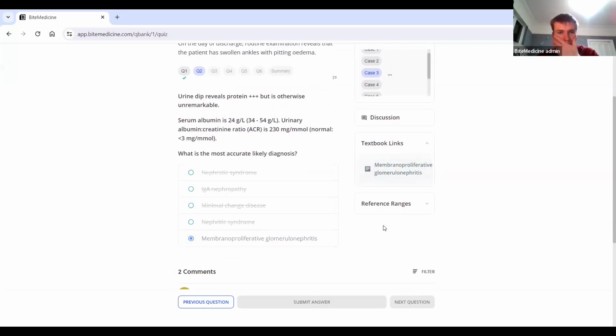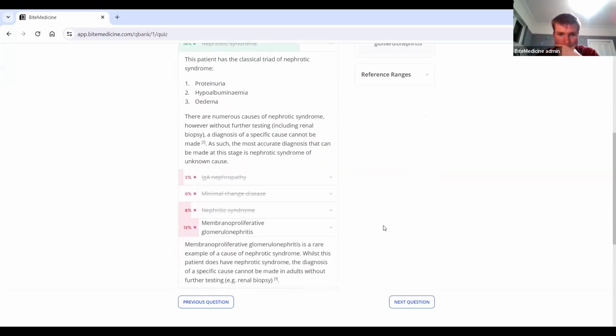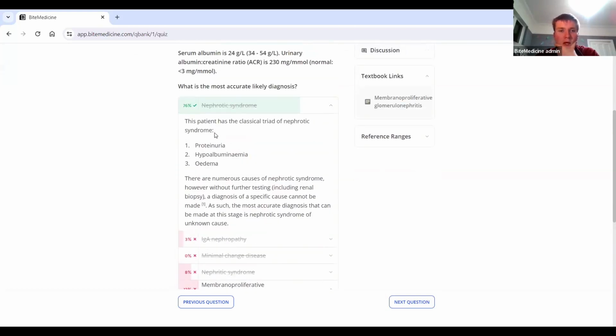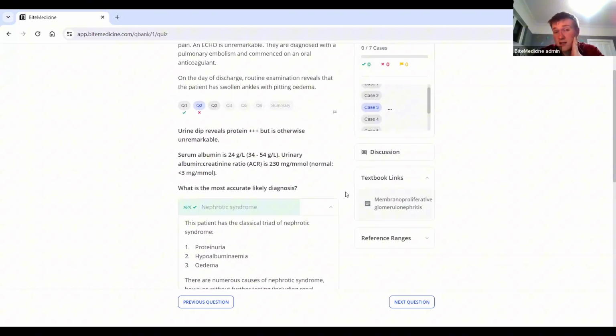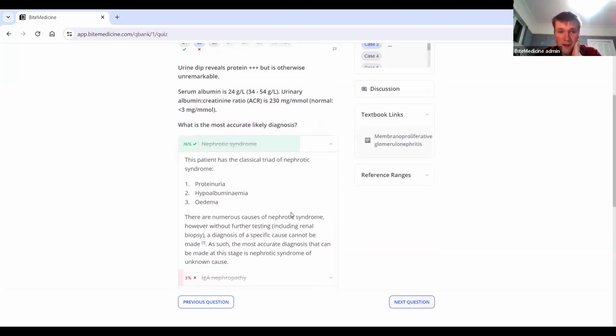So let's see. Oh no, it didn't like it. So it's done a 180 on my reasoning. There are numerous causes of nephrotic syndrome. However, without further testing, a diagnosis of a specific cause cannot be made. As such, the most accurate diagnosis that can be made at this stage is nephrotic syndrome. Fallen on my own sword. Okay, guys, well, there we go. That's something to learn. So nephrotic syndrome: triad of proteinuria, hypoalbuminemia, and edema.